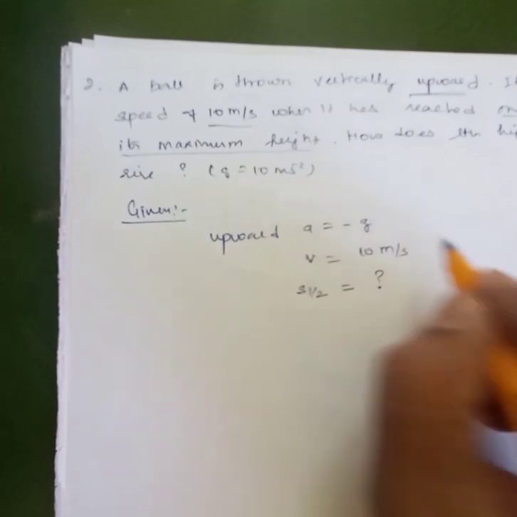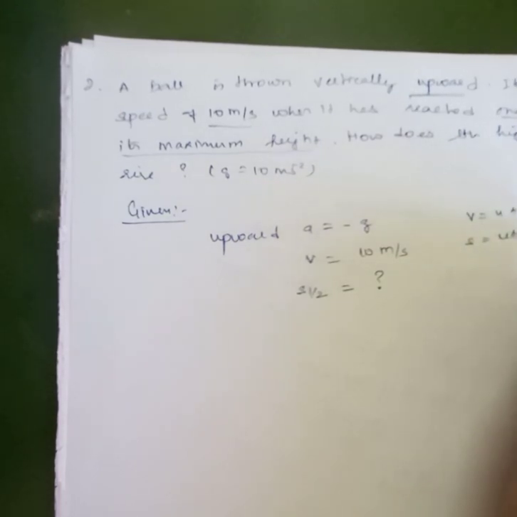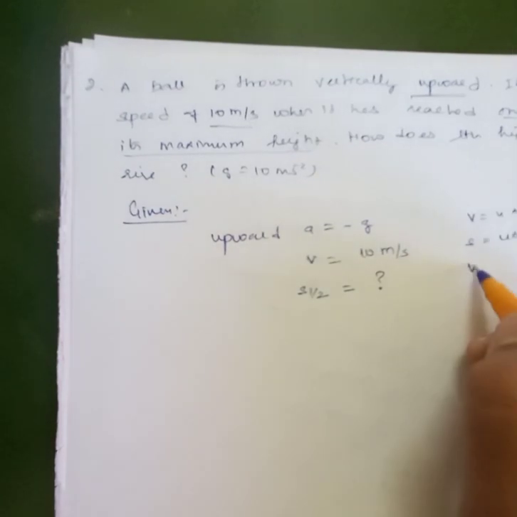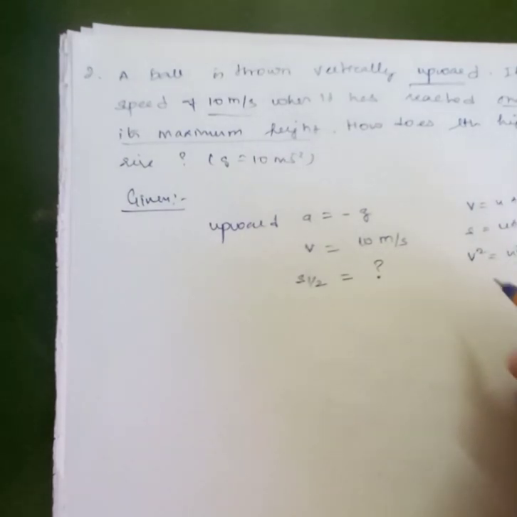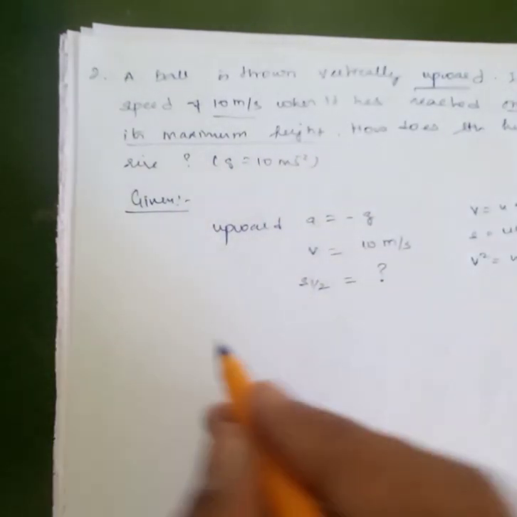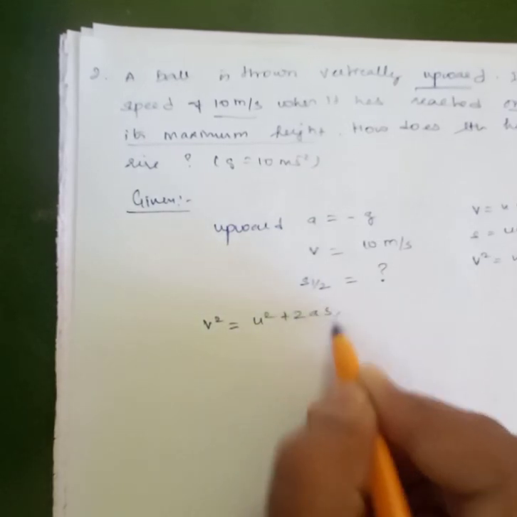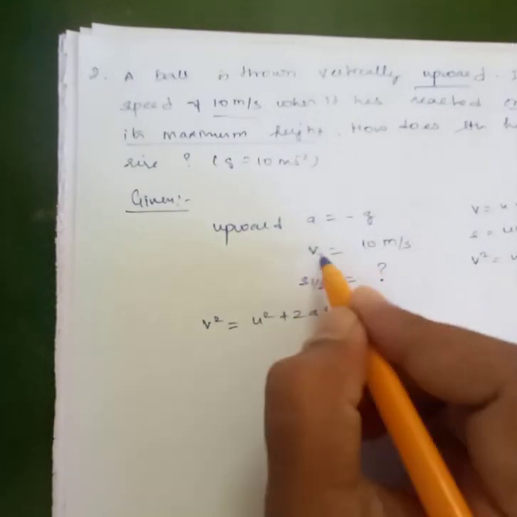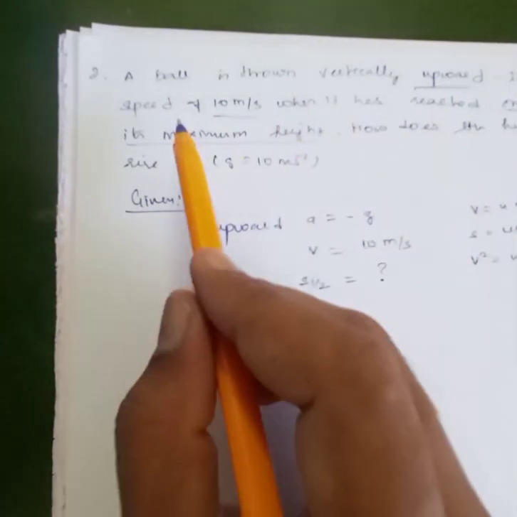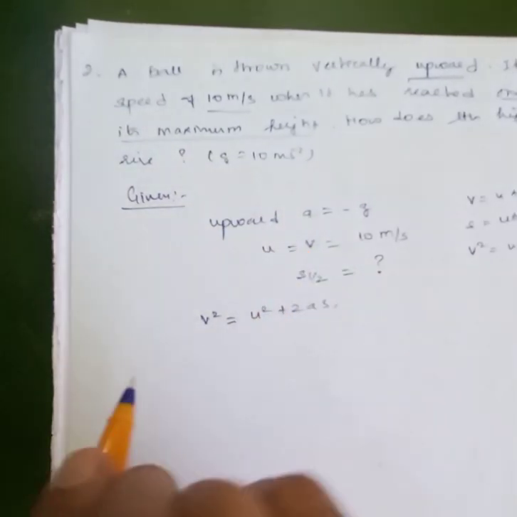So again we have to write these three equations: v is equal to u plus at, s is equal to ut plus 1 by 2 at square, and v square is equal to u square plus 2as. Here we have to use this equation: v square is equal to u square plus 2as. Here v is the velocity, it has a speed of 10 meter per second, it has reached 1/2, so it takes the initial velocity.